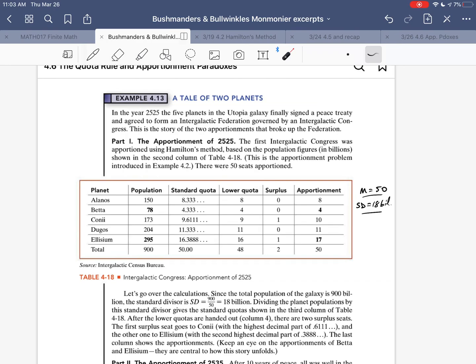So they've done that for us here. When you divide 150 billion by 18 billion, you get 8.333, 4.333, etc. And look at that, standard quotas always add up to the total number of seats in the house. We give everyone their lower quotas, and we're left with 2 surplus seats, right? Those are going to go to whoever had the highest fractional parts. Don't be distracted by the bold here. It was Coney and Elysium that had the highest bits. Others all had 0.3333. This one 0.611, this one 0.3888. Okay, so we give them the last seats, and Hamilton's method tells us that this is our final apportionment.